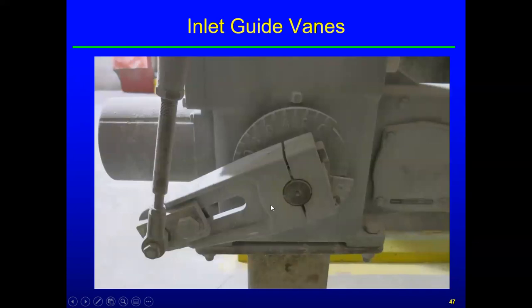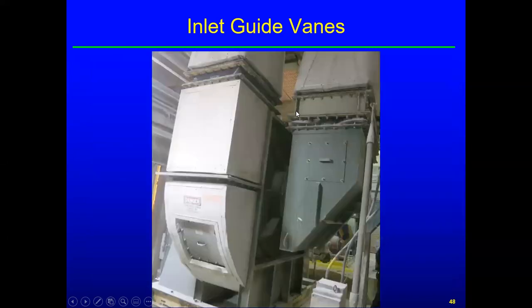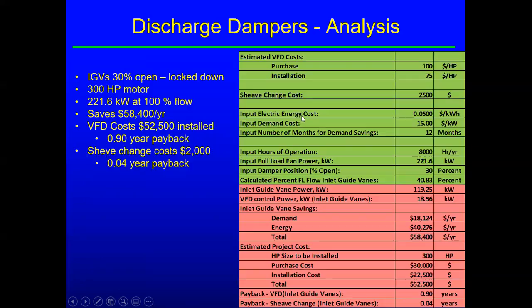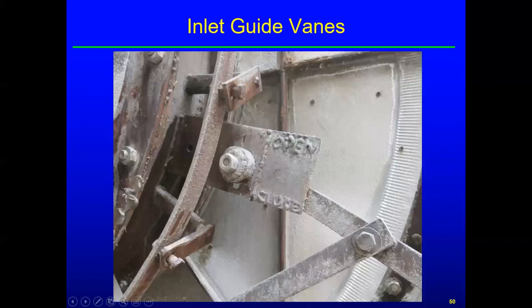This is a nice actuator. You get a pretty good read. That's about 30% open. If you come across these, you're real happy because it gives you a much better feeling that you know what the damper position is. This was a pretty big fan, 300 horsepower. Savings of about $58,000, paybacks less than a year, about 0.04 years, pretty quick.